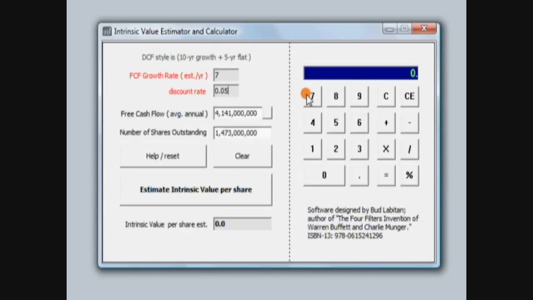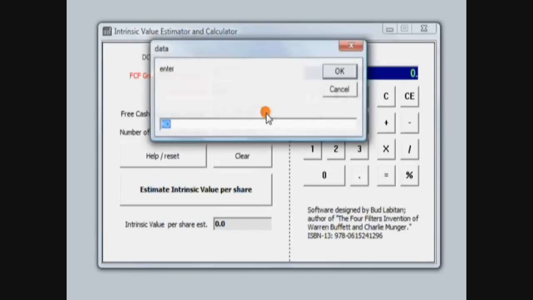If you press on this button, it launches the browser and you put in Kraft, KFT, and that takes you to the Morningstar website where they have a good page on free cash flow numbers for the company that you put in there. And usually what I do is take an approximation or an average of the last few years of free cash flow.